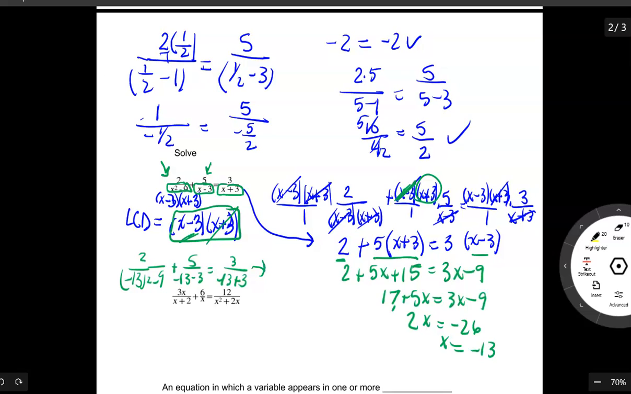Okay, so 13 squared is 169. Minus 9 is going to be 160, plus 5 over negative 16, 3 over 10. So I do my subtraction here.